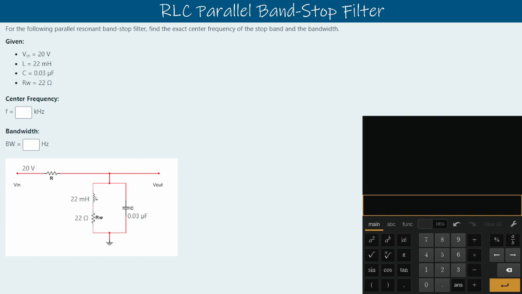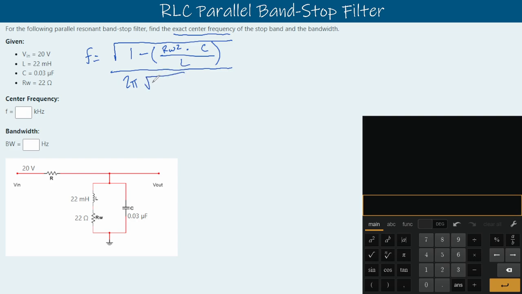So we are going to start off with our frequency output, so our F value. They want the exact center frequency, so we've got to use the entire winding resistance for this one. That's that long equation: square root of 1 minus our RW, our winding resistance, squared, multiplied by our capacitor, divided by our inductor. The entire thing is going to be divided by 2 pi, and then our square root of LC for our time constant, because we have both inductors and capacitors in here. So we can plug that in. We have all those values.